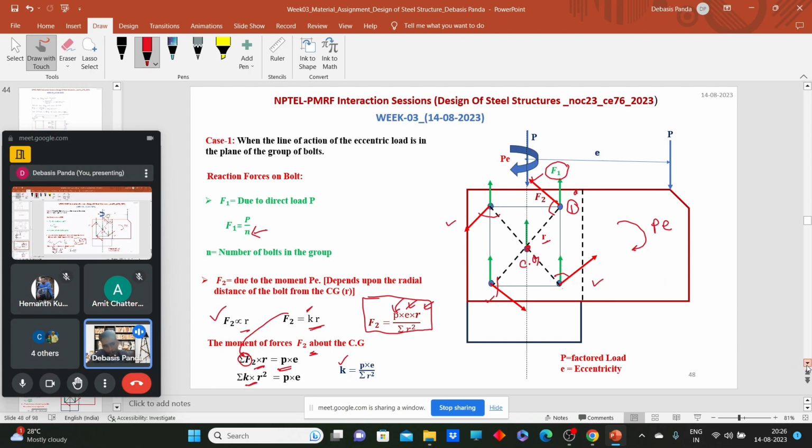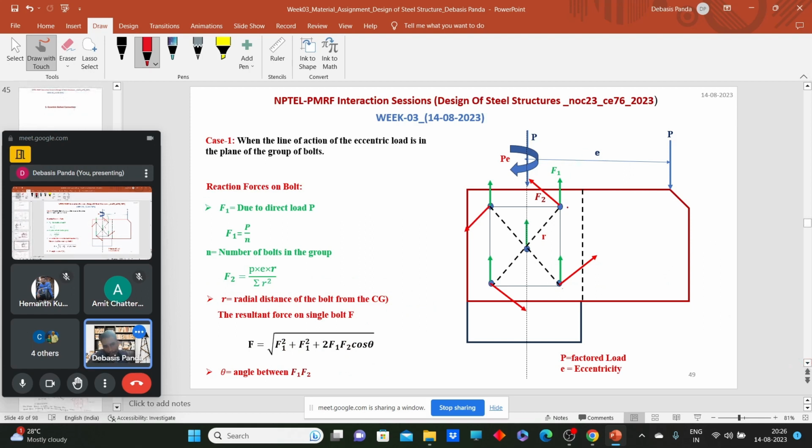Now we have two forces on this extreme bolt. Look at this: on this one bolt, we have two forces, F1 and F2. If the angle between these two is theta, what will be the resultant force? What do the laws of parallelogram say? If we have two forces with an angle theta between them, then as per the laws of parallelogram, the resultant force will be the square root of F1 square plus F2 square plus 2 F1 F2 cos theta. It's the basic thing, and theta is the angle between these two forces.